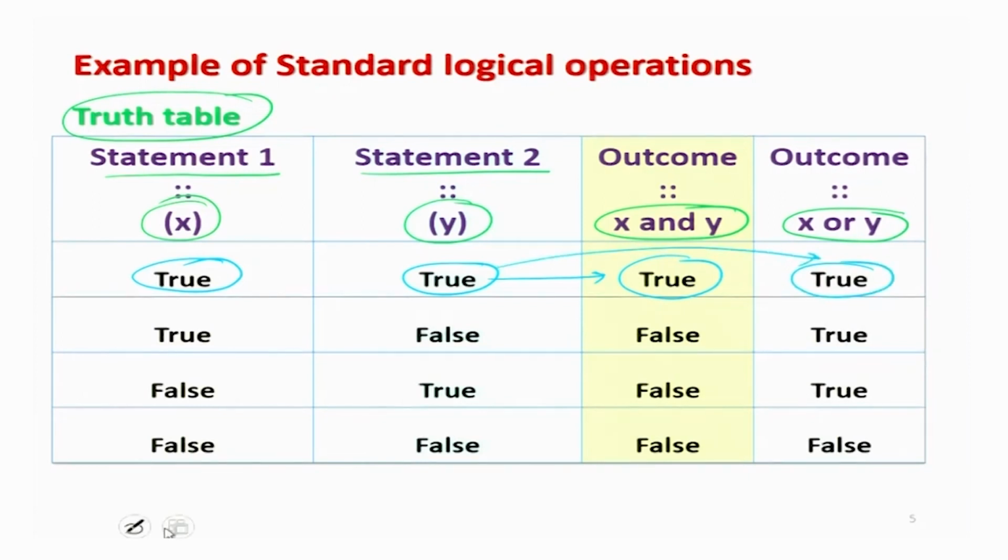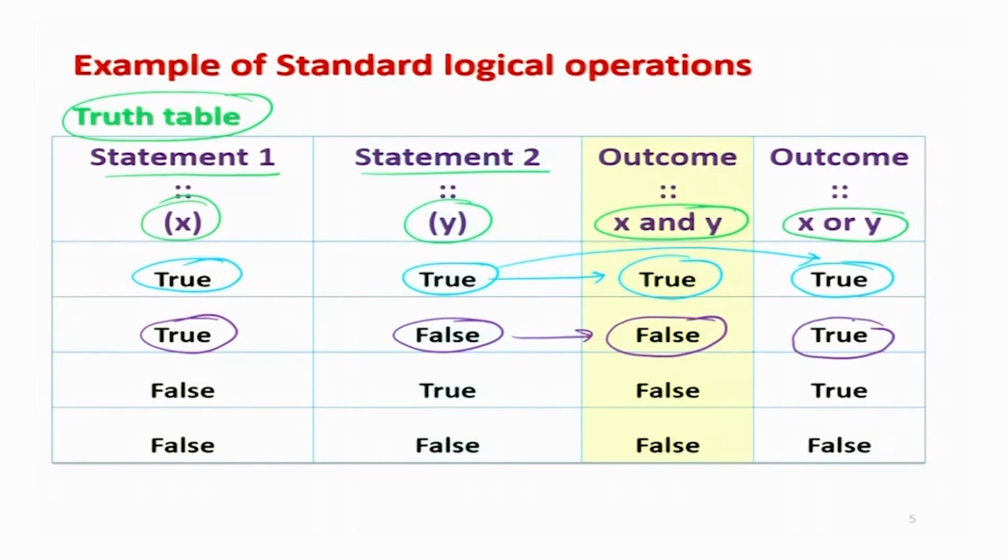Similarly, if you consider one more statement whose outcome is true and the next statement whose outcome is false, and you are interested in the outcome x and y, then its outcome is going to be false. And if you are interested in x or y, that is true or false, then this outcome is going to be true.